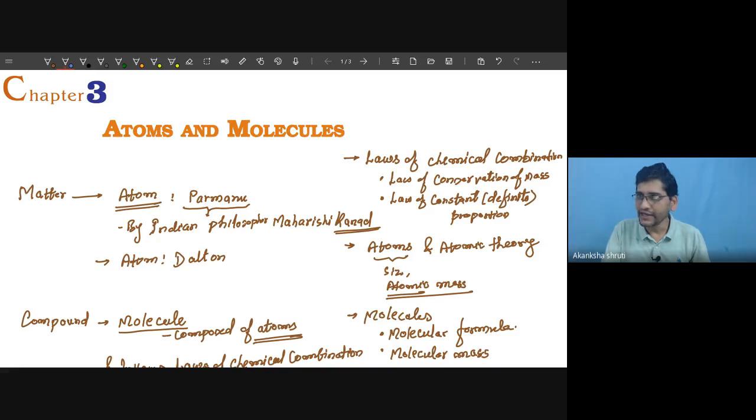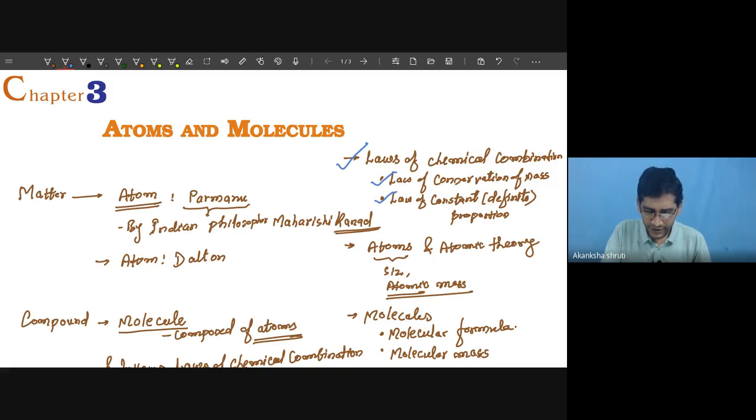The law governing the formation of compounds is called laws of chemical combination. So we have to learn about laws of chemical combination. There are a total of 5 laws of chemical combination, but at your level you have to learn only 2. The 2 important laws are the law of conservation of mass and the law of constant or definite proportion. Or you may call the law of constant proportion the law of definite proportion. So these are the important laws that we have to learn.